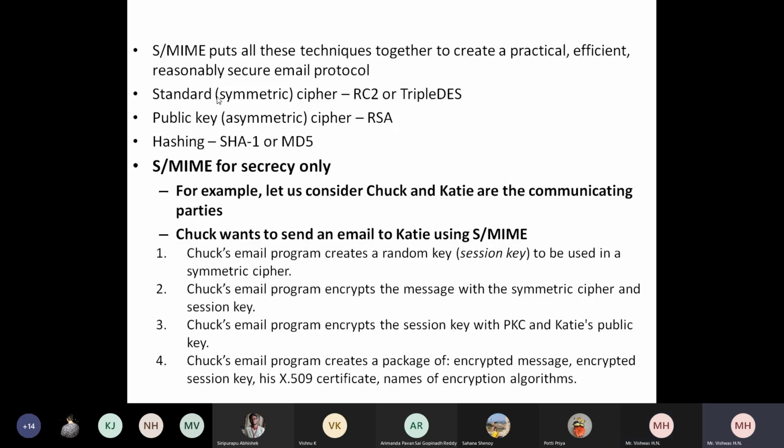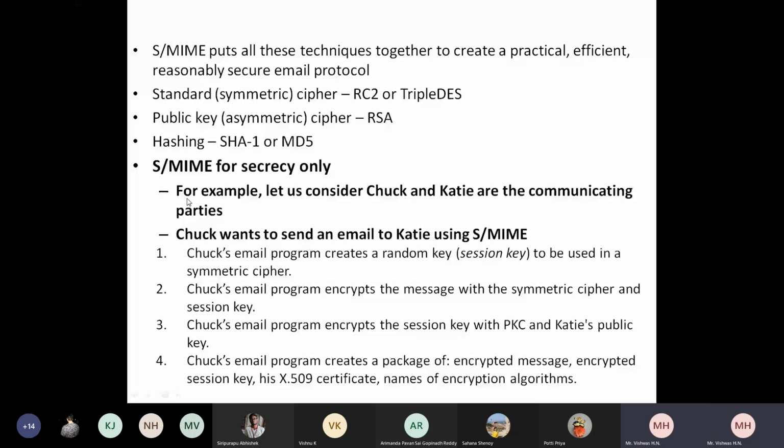So symmetric cipher, we will see where we are going to use it. It uses symmetric ciphers, that means session keys. It uses public keys, I mean the public and private key pair. If it is using a session key, it is triple DES. If it is public key, it is RSA. And for hashing, it will use MD5 or SHA. So S/MIME for secrecy only.